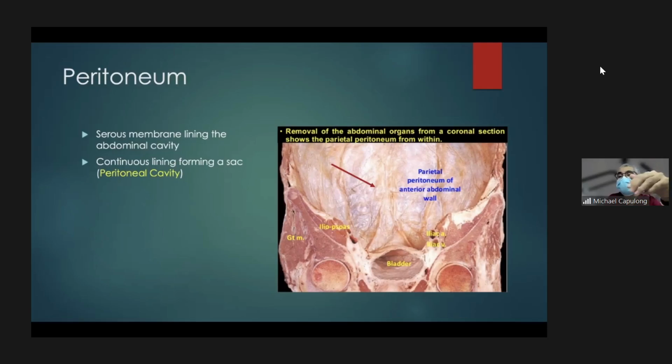So here in the abdominal cavity, the orientation is the same. Your parietal peritoneum is that infolding of the peritoneum that closely follows the abdominal wall. So this is the last layer, as you can see here. When you make an incision here, you already gain access to the abdominal cavity.